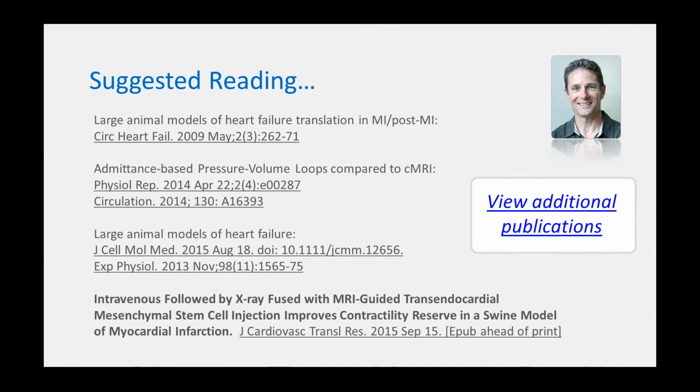I have a few additional publications here for suggested reading. We have one that we just published here with LV function in this myocardial infarcted swine model, and again we find that the contractility reserve was really different in here, and one of the good reasons to use dobutamine.